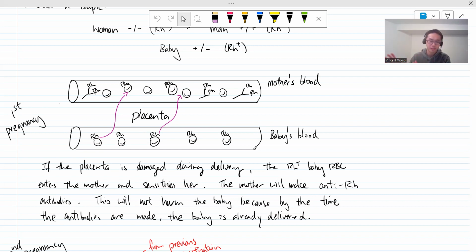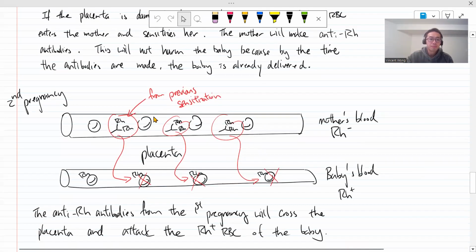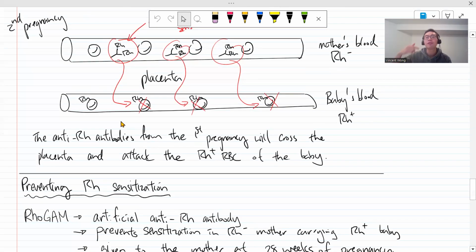Okay, so first baby is usually fine. If this happens during delivery, by the time the mother makes the antibody, the baby will be out already. But since she already has the antibody, in future pregnancies, the anti-Rh antibodies can cross the placenta and attack the baby's blood, causing the baby to have hemolysis. There's going to be jaundice, swelling, and the liver and spleen are going to be enlarged. So all these things are characteristics of hemolytic disease of the newborn.